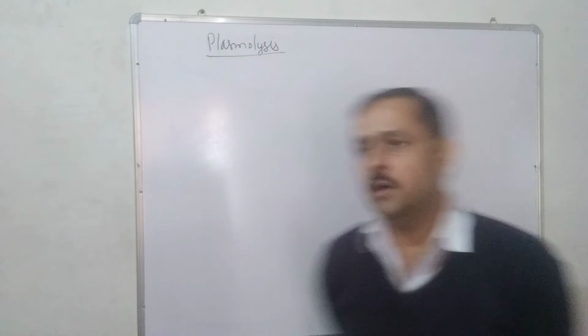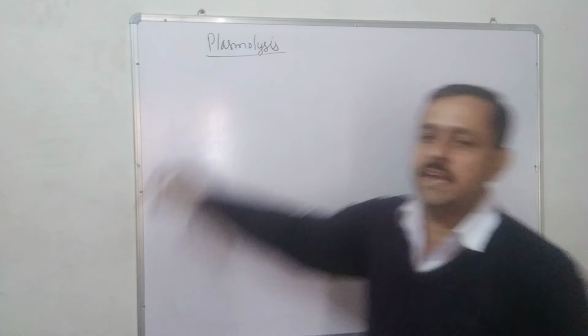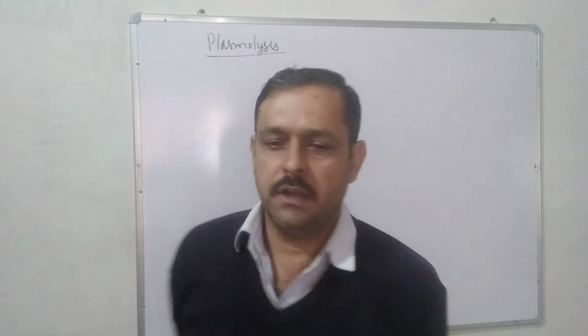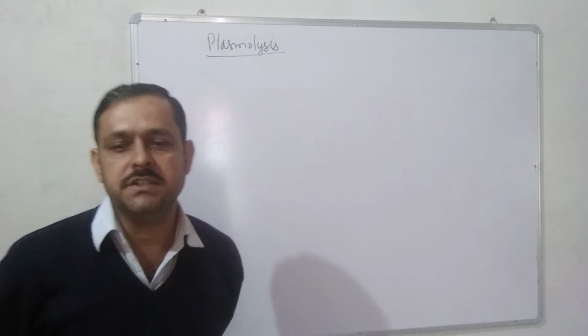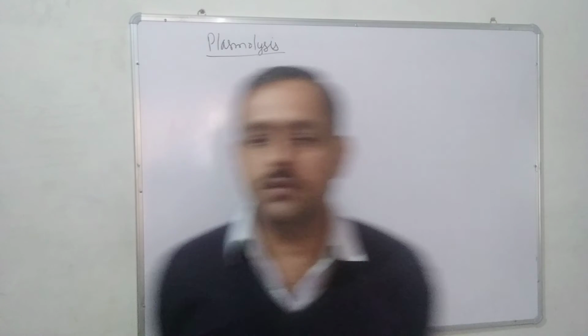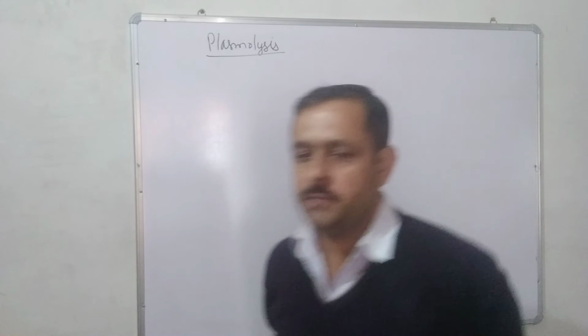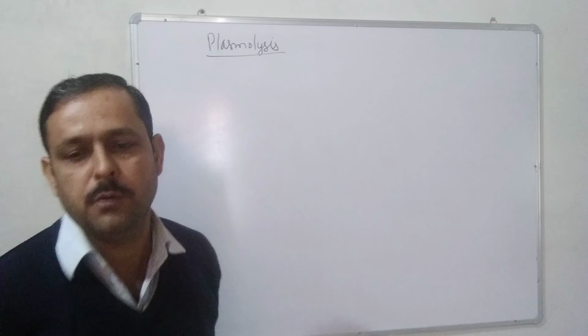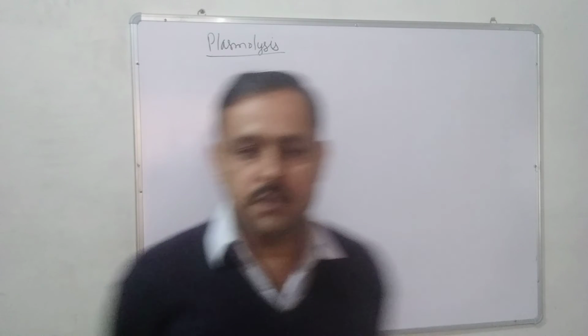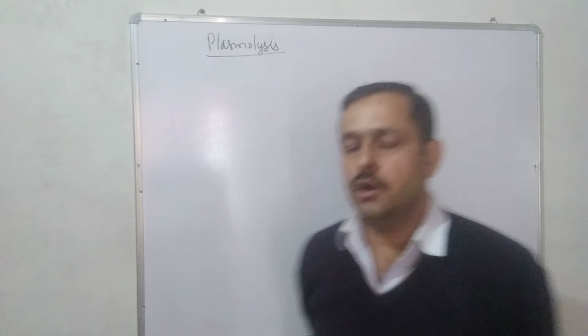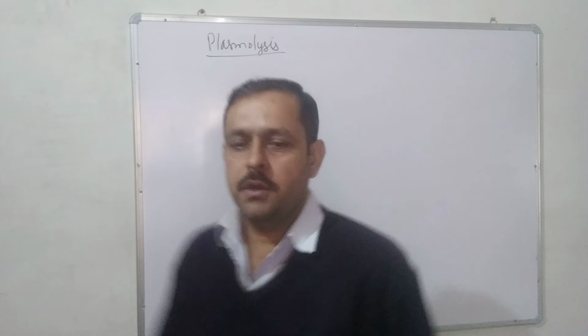Now in this chapter our topic is plasmolysis. What is plasmolysis? The behavior of plant cells with regard to water movement depends upon the surrounding solution. So there are three types of solution.